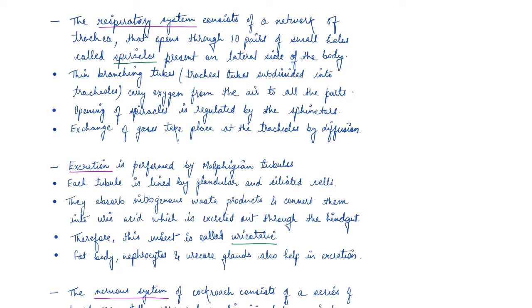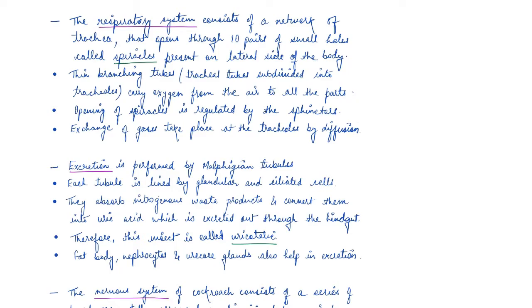Next is the excretory system. Now again, as we just discussed before, excretion is performed by malpighian tubules. Each of these malpighian tubules is lined by glandular and ciliated cells. They absorb the nitrogenous waste product and convert it into uric acid, right? Now this uric acid is excreted out through the hind gut. And that is why cockroaches are known as uricotelic, because for them the excretory waste material is uric acid, right?